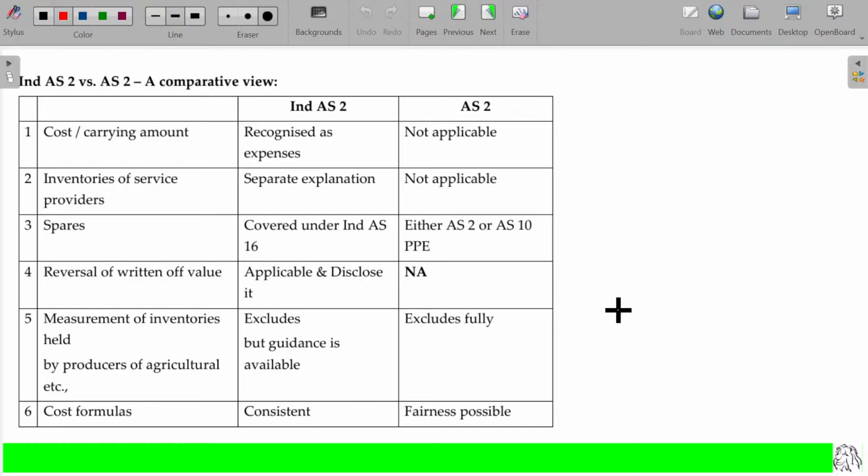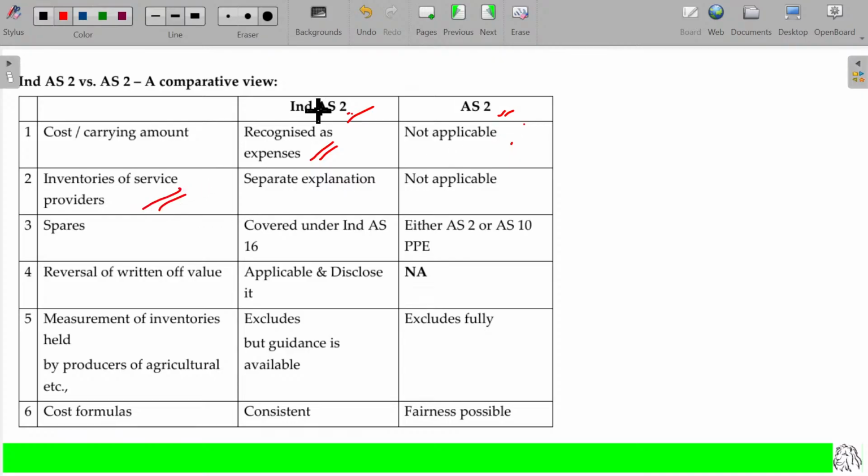The comparison between Ind AS 2 and AS 2. I see small aspects. Cost and carrying amount recognized as expenses in Ind AS 2, such a thing is not there in AS 2. To the extent of stock sold, it will be transferred to the P&L account as an expense. That point is mentioned in Ind AS 2, not AS 2.